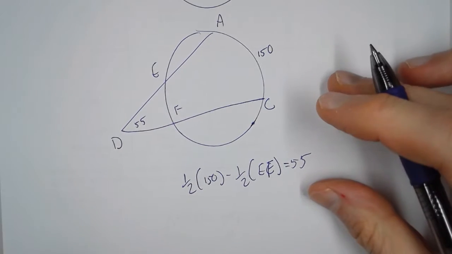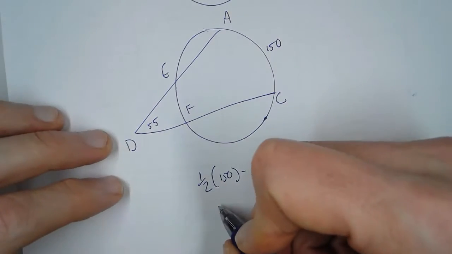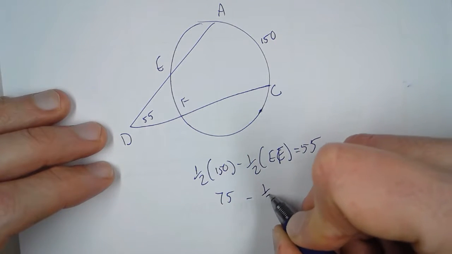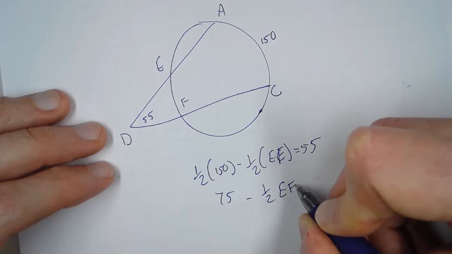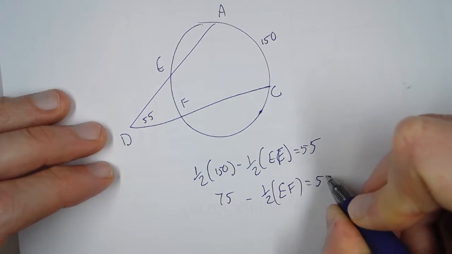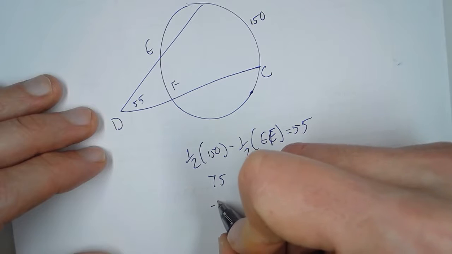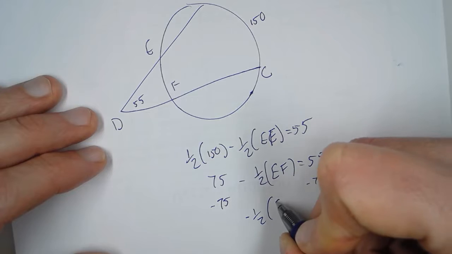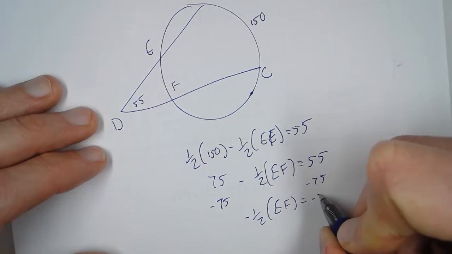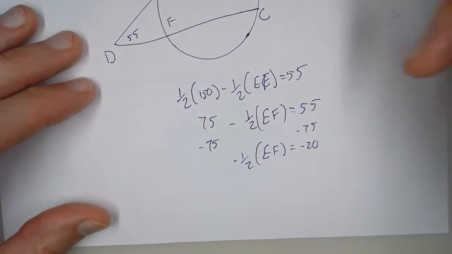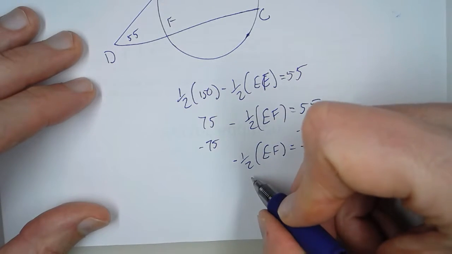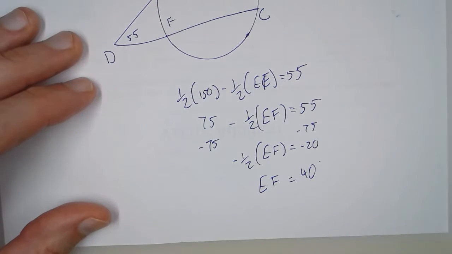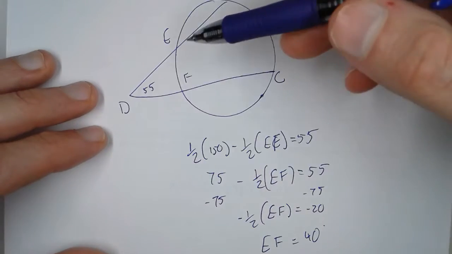All right, so half of 150 is 75, minus 1/2 EF equals 55. So if we subtract 75 over to the other side, we get negative 1/2 EF equals negative 20. So now to get rid of the 1/2, we multiply by negative 2. So EF equals 40 degrees. All right, so that's the measurement of this arc.